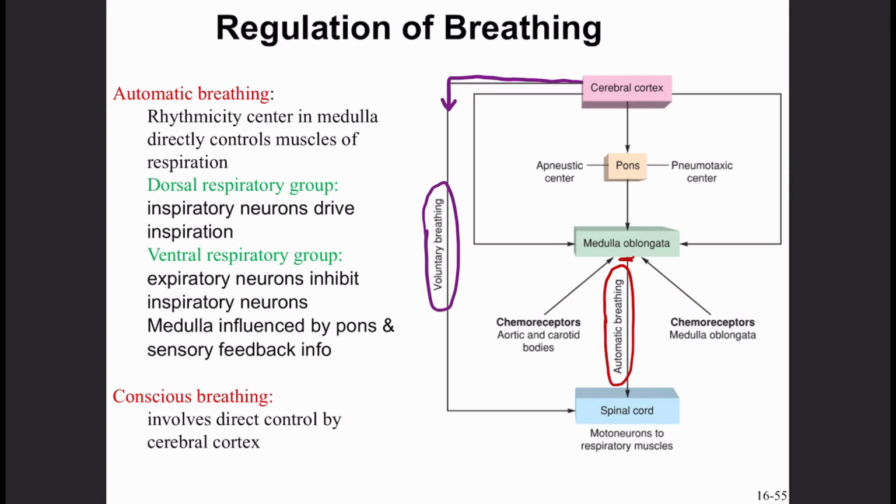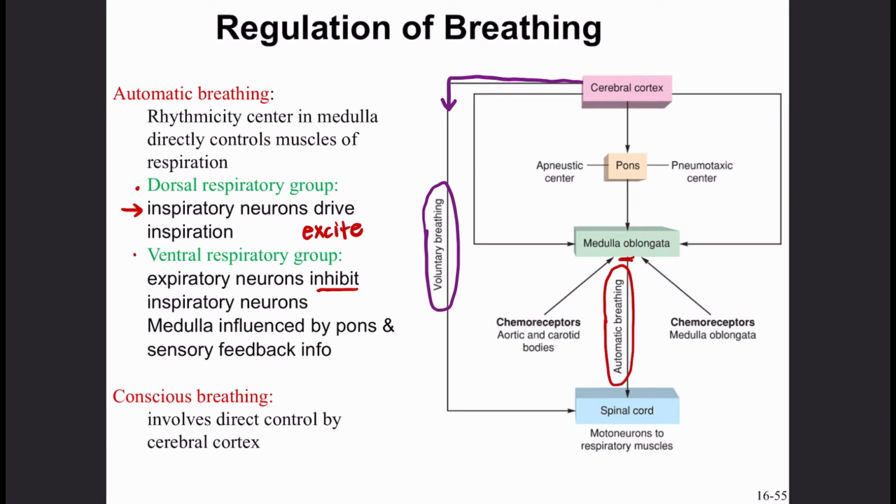Within the medulla oblongata, there are two respiratory groups. The dorsal respiratory group is where inspiratory neurons drive inspiration. So this is going to excite and cause inspiration. And then we have the ventral respiratory group, where expiratory neurons inhibit inspiratory neurons. And this is going to allow for expiration.